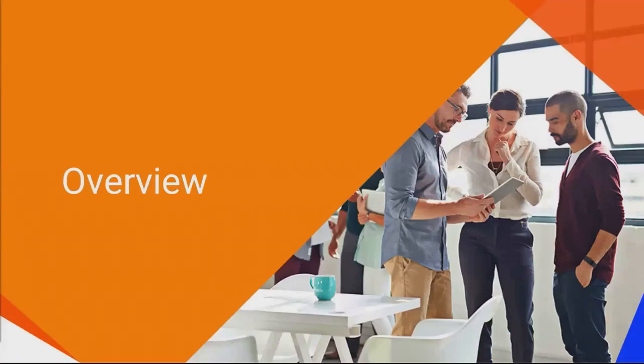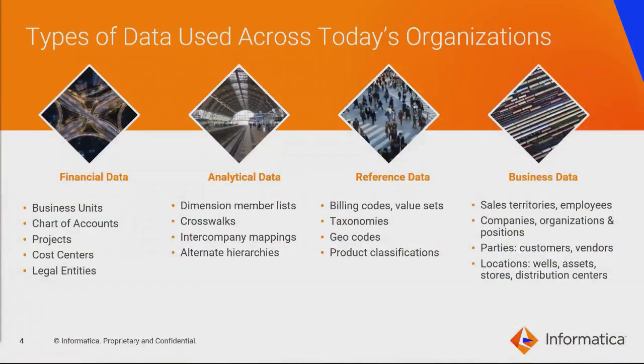Let's begin with an overview on why this topic is critical. Business moves fast today, and to support it, you need a finely tuned machine optimized to maneuver quickly, fueled by trusted data at the source, and available at the speed of business. So you can not only accelerate opportunities, but increase productivity and keep things on track. This slide describes the type of data used across organizations. It could be financial, analytical, reference data, business data.